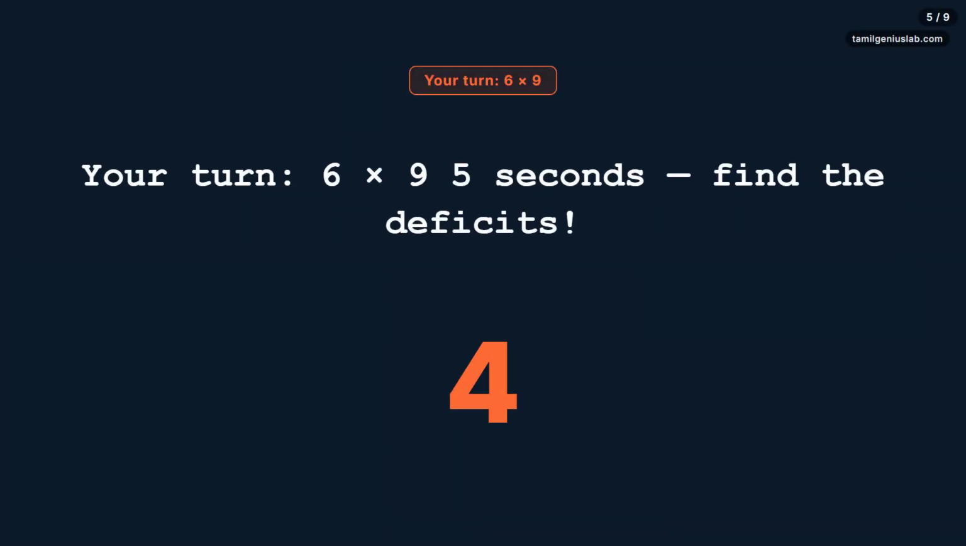Your turn. 6 times 9. 5 seconds. Deficits are 4 and 1. 3, 2, 1. Go. Yes, 6 minus 1 is 5. 10's digit, 5. 4 times 1 is 4. Units digit, 4. 54. Algebraic check.